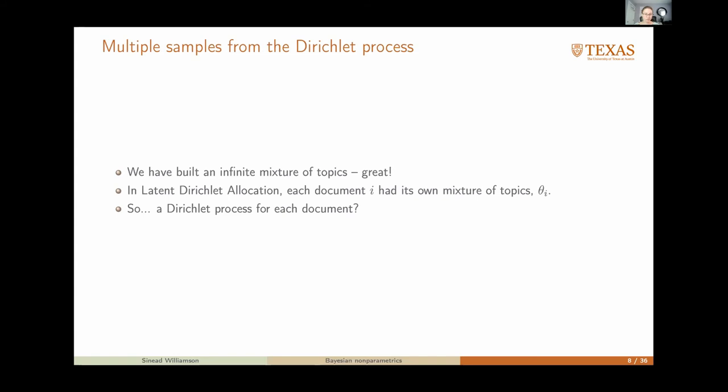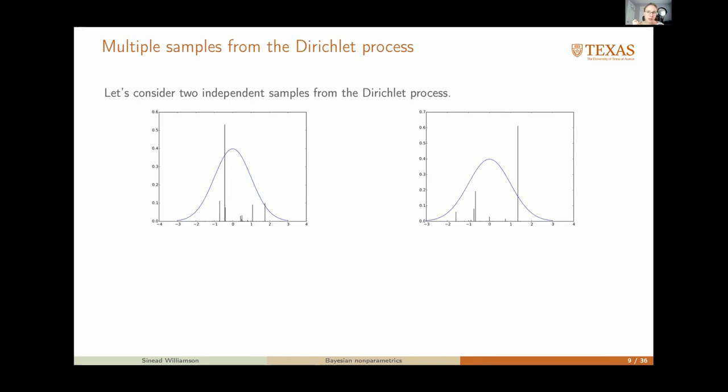So how do we do that? Well, the obvious thing to think is, let's do the same as we did in LDA. Let's have a Dirichlet process for each document. Then we have an infinite mixture of topics for each document. But this runs into a subtle problem that we're going to need to get around that didn't happen in the finite case. So let's consider two samples from the Dirichlet process. In each case, we have sampled our infinite dimensional probability vector. And for each of those components, we have sampled a distribution over words from that Dirichlet.